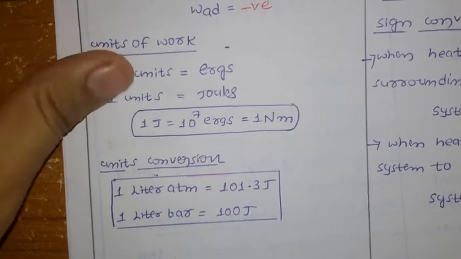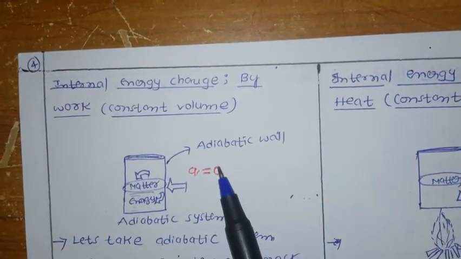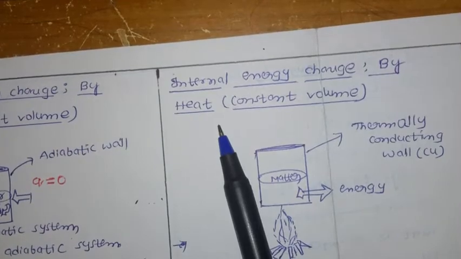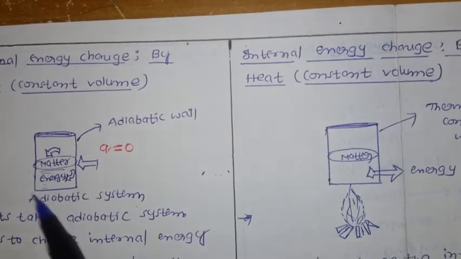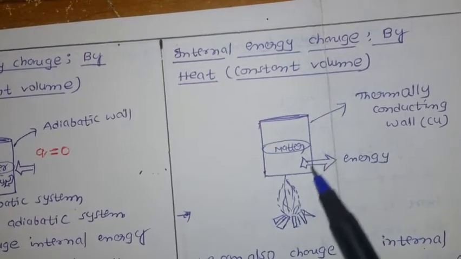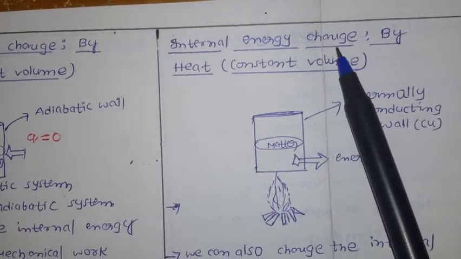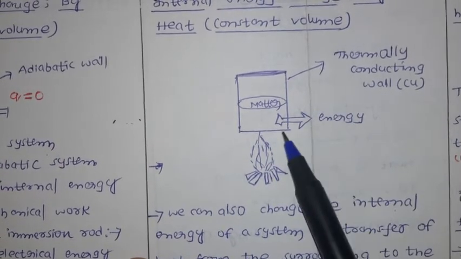Okay, this is the first case. What I did was change the internal energy by doing work. Now see the second case: internal energy change by heat. So all are at constant volume only. We are keeping the volume of the system constant. Here also the volume of the system is constant. Here we are going to change the internal energy by heat. Now here we are taking a thermally conducting wall, which means there is an exchange of energy.